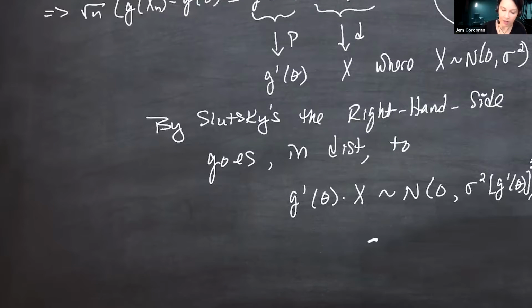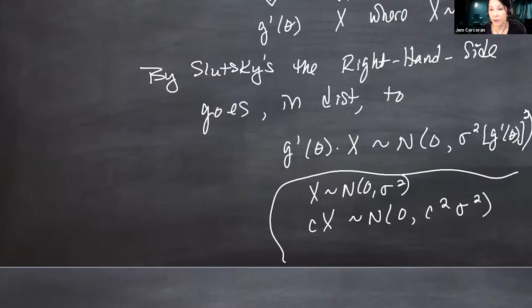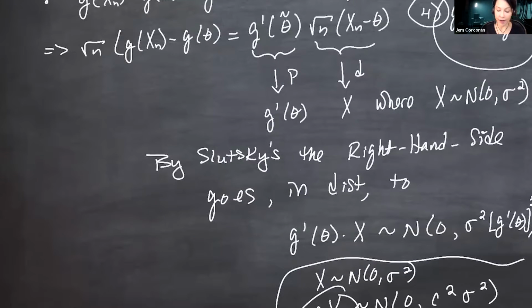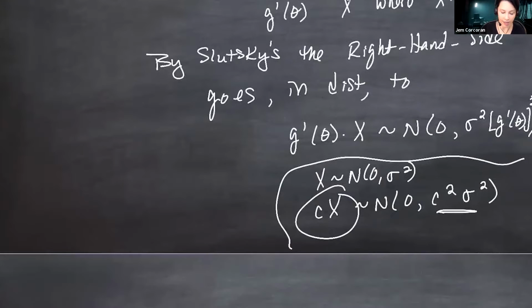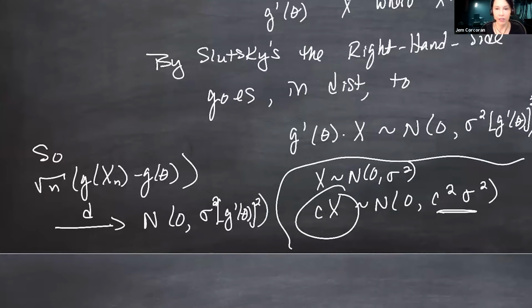So what I was doing there was, if you have X normal 0, sigma squared, a constant times X is normal with still mean 0 and variance sigma squared times c squared. We already know it's still normal, but compute the variance of this and you'll get this. And the left-hand side was the thing we care about. So we're done. So we've got the square root of n times (g(Xn) minus g(theta)) converging in distribution to a normal with mean 0 and variance sigma squared times g prime theta squared. Really messy, sorry about that.